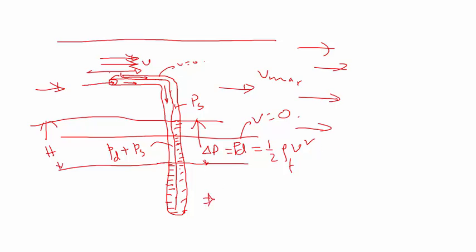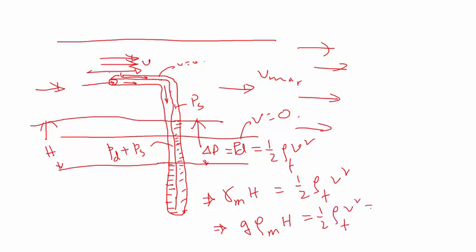So this delta P can be calculated as gamma of manometer fluid times H is equal to half times rho of the fluid that is flowing through this pipe. And then this gamma we can change by g times rho, gravity constant times the density, height of the manometer fluid, rho of the manometer fluid. So then V is equal to the square root of 2 times g times rho of manometer fluid times H, divided by the rho of the fluid.